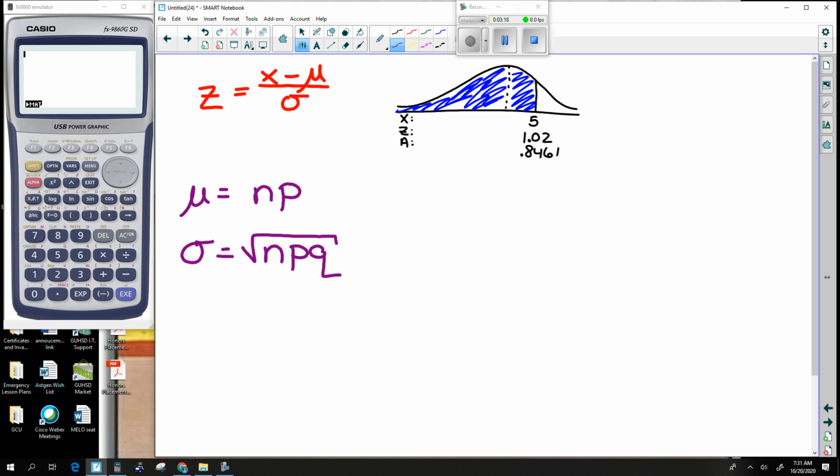And sigma is the square root of n times p times q. Recall that q is 1 minus p. So that is a way that you can get that. With that in mind, you can turn an n and a p into that type of problem. You can get an average and a standard deviation from an n and a p. Now that's half the battle.